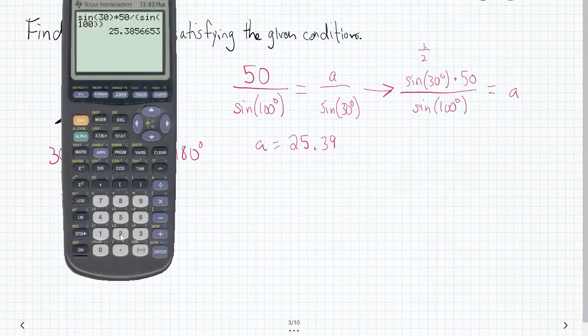Just to illustrate what I said before, 1/2 times 50 is 25. If we hit 25 divided by, let me go back and delete that just to get in the habit. Once again, parentheses. It won't make a difference in this case, but it will in other cases later on down the road. And so I want people to have good practice with it. 25 divided by sine of 100. Notice you get the same answer. So 25.39. That's awesome.